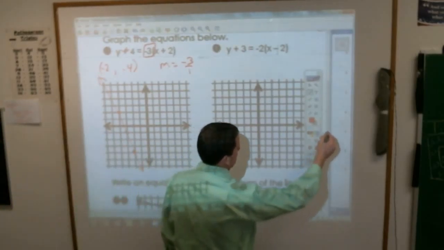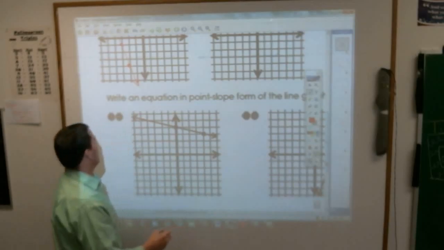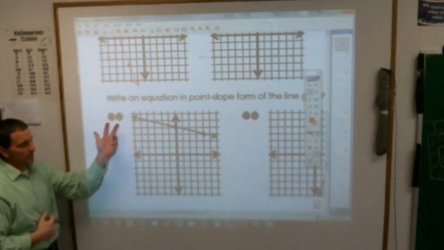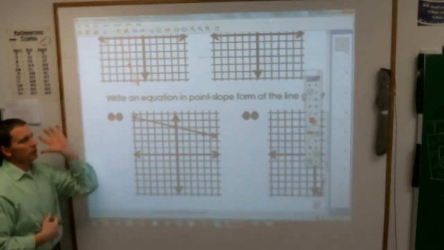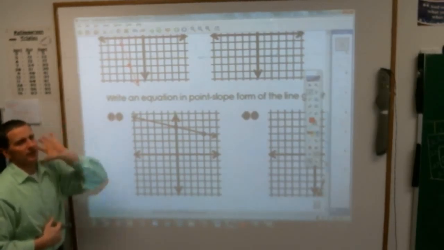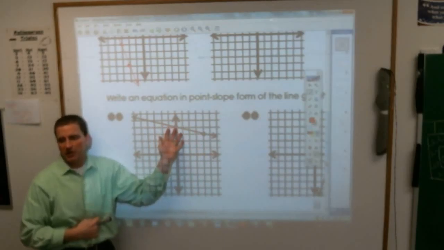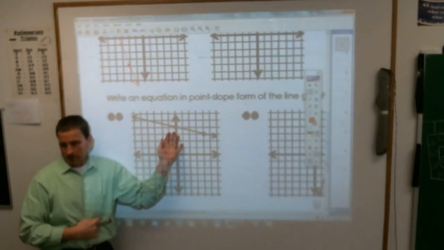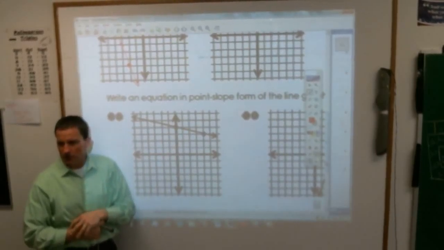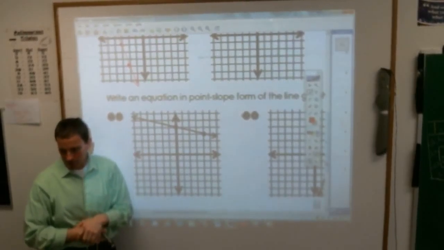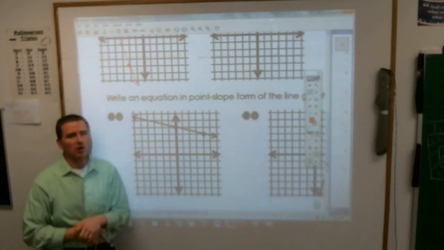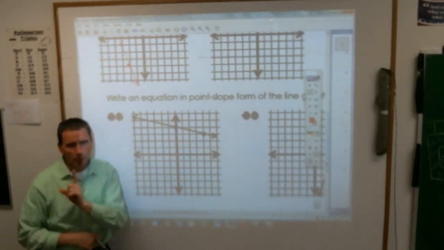Now, take a look at problem number 11. What if you're given the graph and you're supposed to write the point slope equation? What two things, Christian, do you need to know to write something in point slope formula? You need to know the slope, and you need to know a point.